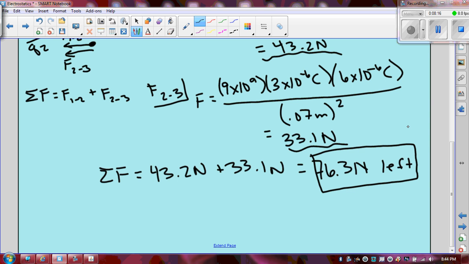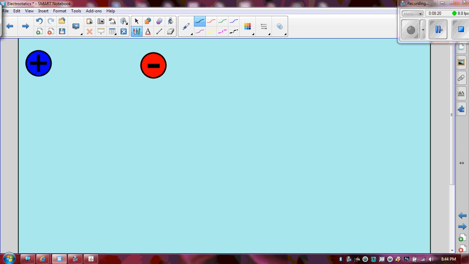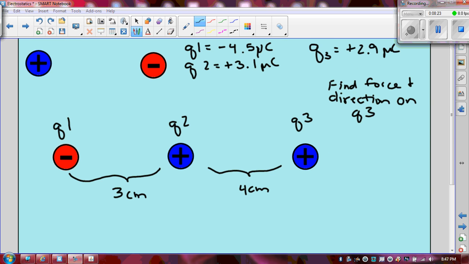All right, let's go ahead and do another example of a 2-dimensional problem. Okay, so now we're on our second problem, and you'll notice it's set up very similar to before. I've already got it set up to save us a little bit of time. We have 3 charges in a row, just like before. We have 1 negative and then 2 positives. We have 3 centimeters distance between the first 2, and then 4 centimeters between the second and third charge. And the charges are listed up here.